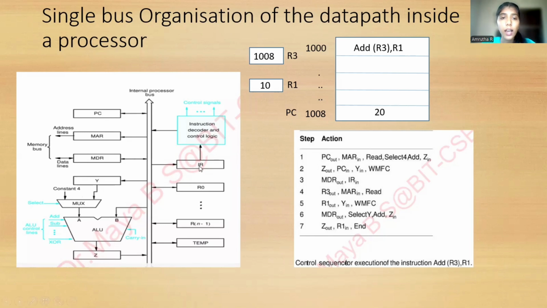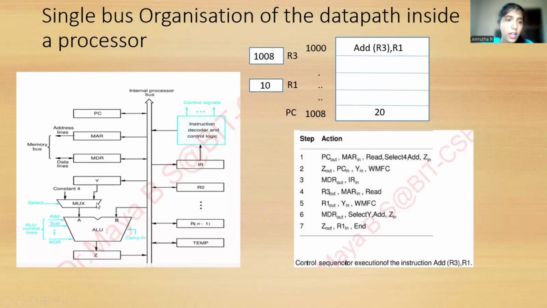Now here in IR, we will have the content of the instruction, and with the help of the instruction decoder and control logic, that instruction will be decoded, and later on using this bus we will see how that particular instruction will be executed. Now these things which we are seeing are general purpose registers, starting from R0 to Rn-1.